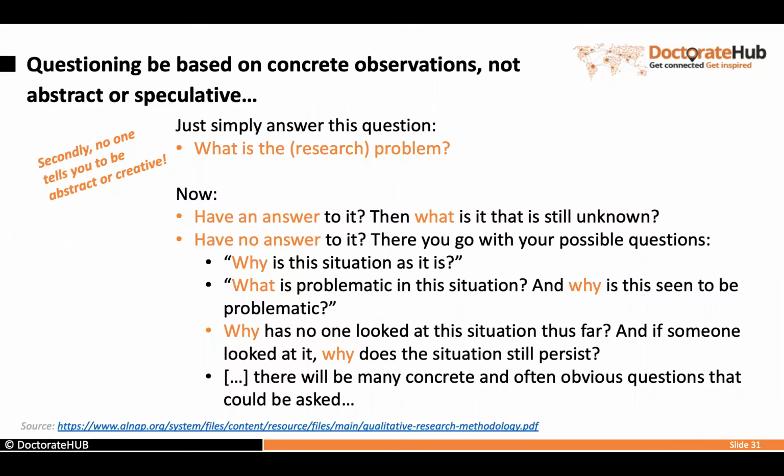If you have an answer to it, then simply ask what is it that is still not known? And if you have no answer to it, then you might want to drill down to the root to understand what is a good entry research question.